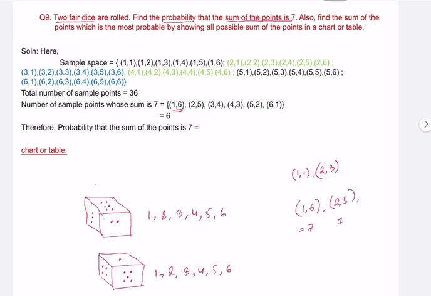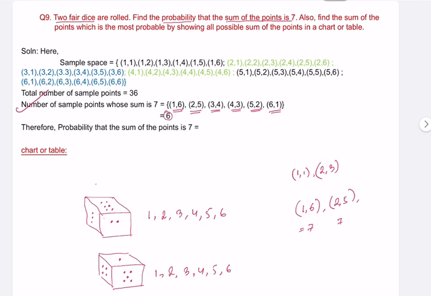So in the same way, let us find out here. We have 2 and 5. 2 plus 5 is 7. 3 and 4, we have 3 plus 4, 7. So 4 and 3, we have 7. 5 plus 2, 7. 6 plus 1, 7. So we have 6 points. The number of points whose sum is 7 is 6.